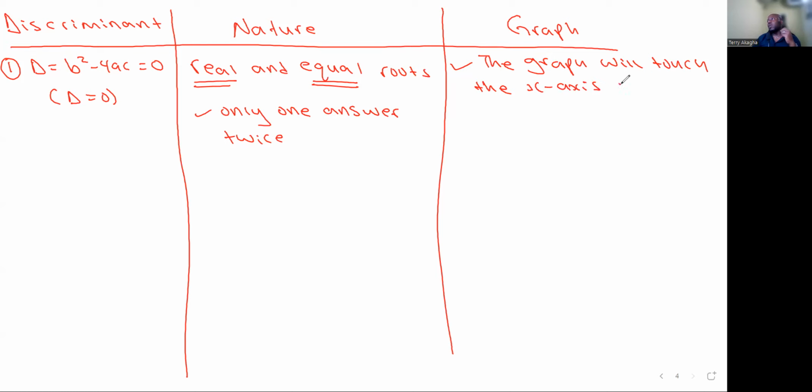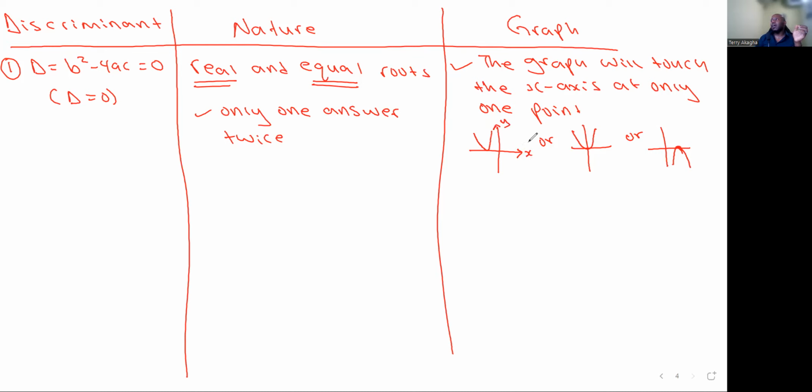Okay, at only one point. So that means the graph can look something like this. You just touch it at one point like this, okay? Or you could touch it at something like this. Or it could be anyhow you want to look at it, but you see, it will just touch the x-axis at one point. Remember, this is the x and this is the y. So you can touch it at just one point.